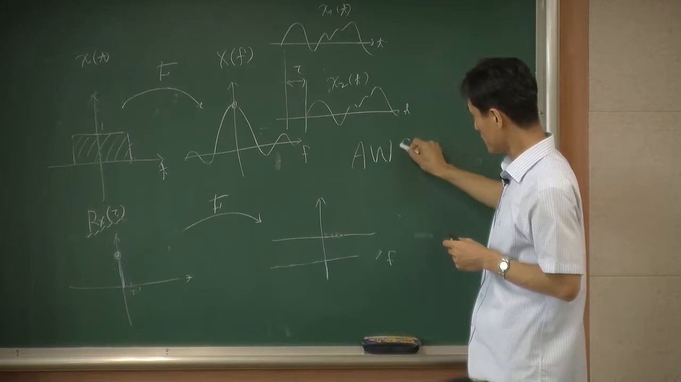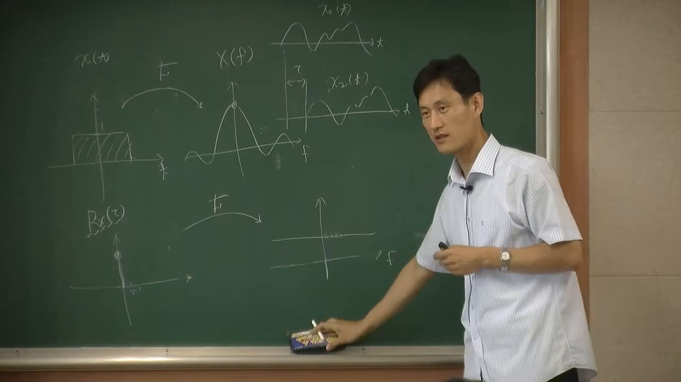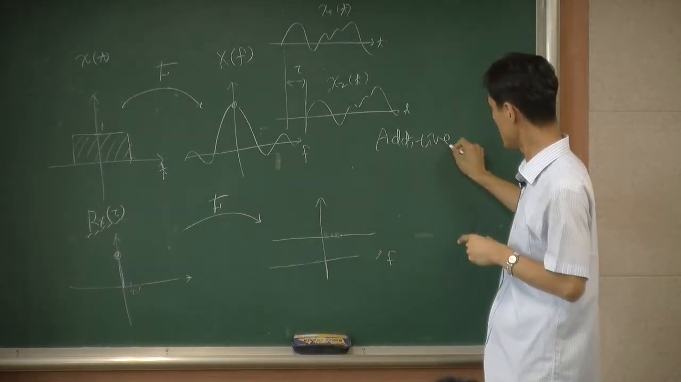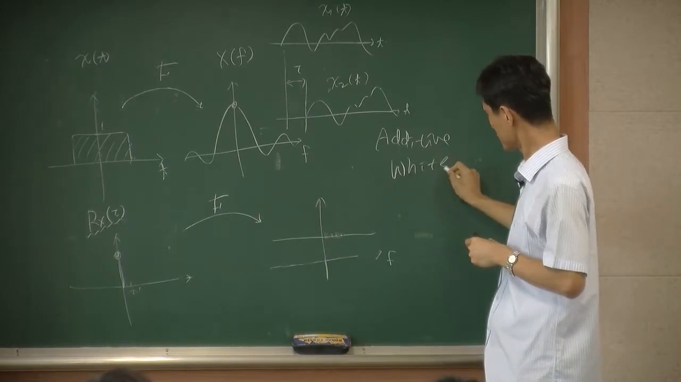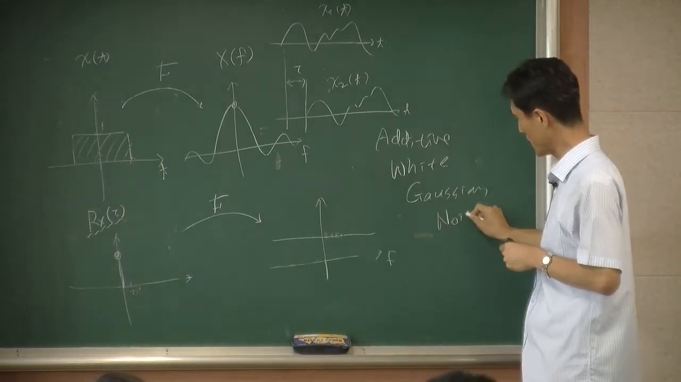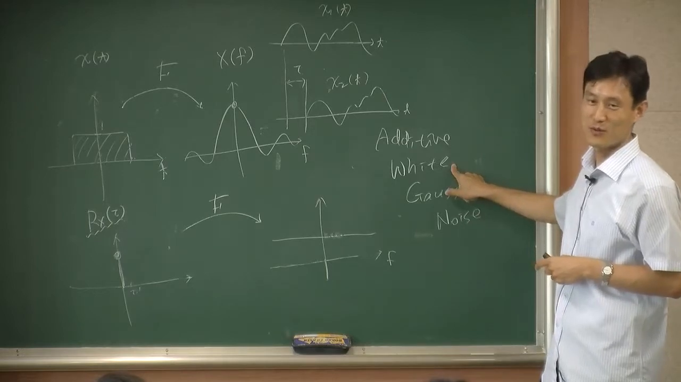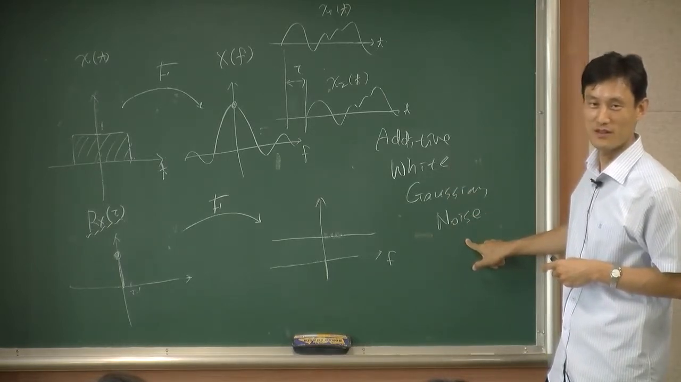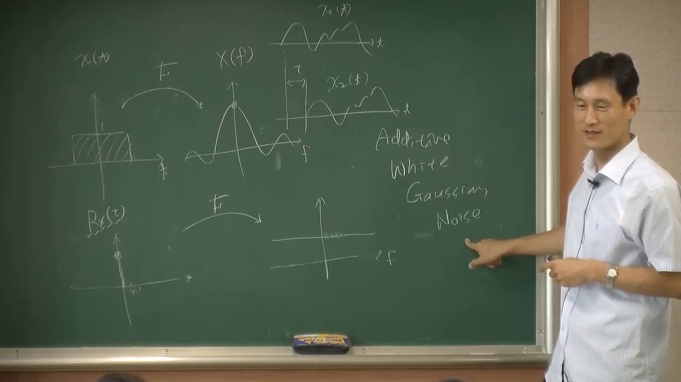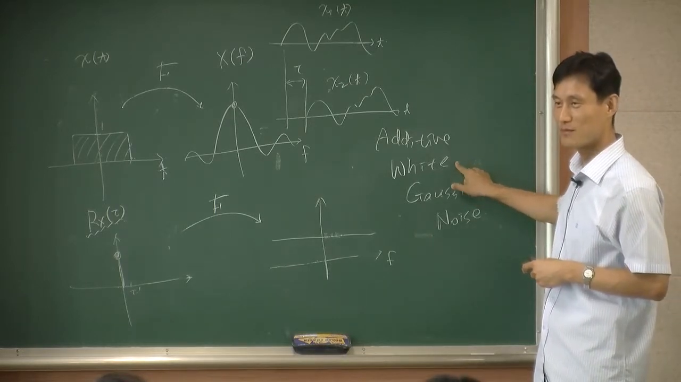Some of you have heard about additive white Gaussian noise, right? Yes. Have you heard about that? Yeah, we'll talk about it in detail later, but additive white Gaussian noise, that's called AWGN. So why is it white? Noise is white? What does that mean? White noise? Then what about yellow noise or blue noise? What is white? What does it mean by white?